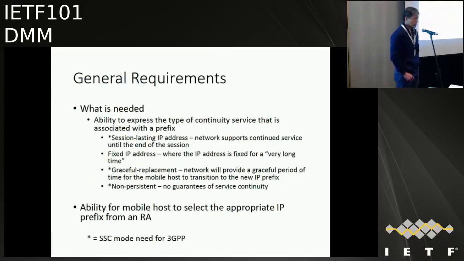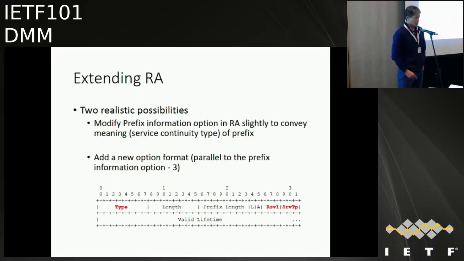This is based on an on-demand mobility draft from Alper Yegin, and Danny and company. In that draft, there are these 4 modes of operation: session lasting IP address, fixed IP address, graceful replacement, and non-persistent. The starred ones are the ones that are mentioned in the SSC. They map to SSC modes for 3GPP. So there's a nice mapping between what's going on in the on-demand draft and what's going on in 3GPP. We presented something at IETF 100, and we.